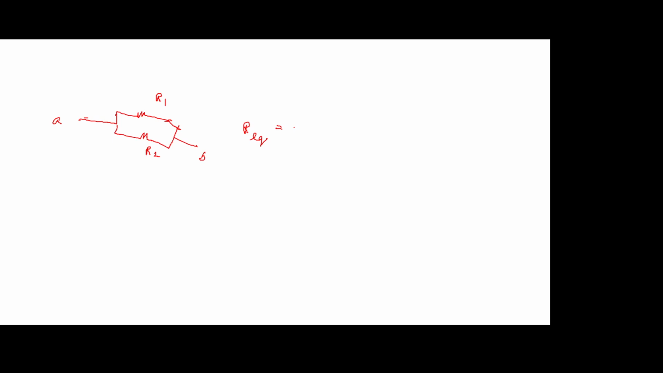1 by R equivalent is 1 by R1 plus 1 by R2. So it's going to be R1 R2 by R1 plus R2. If we just compute this, it will be R1 R2 by R1 plus R2. This you should remember because it comes in pretty handy.